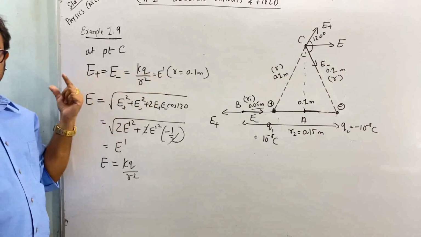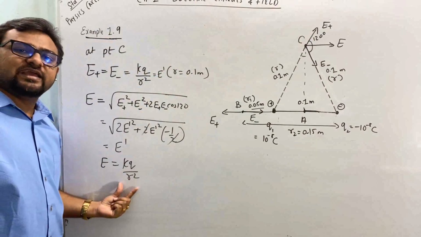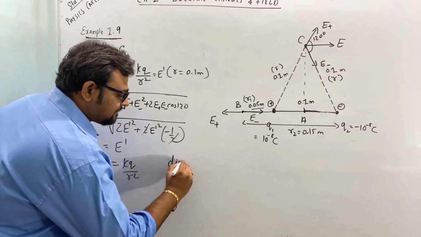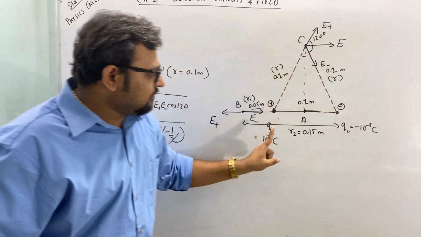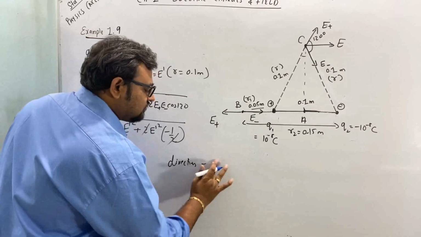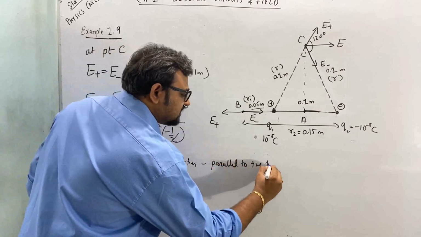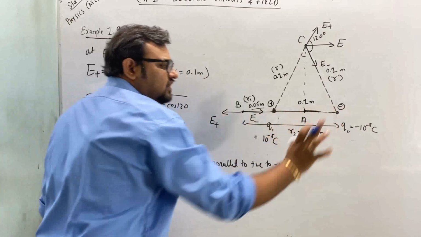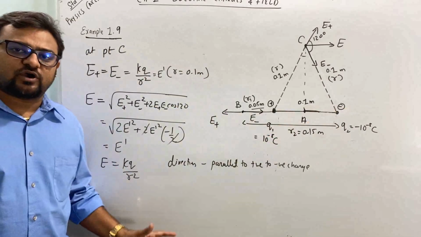See, this is the same, right? If you do not write them directly, you can solve this. Clear? Put down the value, you will get the magnitude of electric field. Now the direction you can see in this way. So parallel to this, from positive to negative charge. Or you can also write down from B to A. Clear? So this was about question example 1.9.